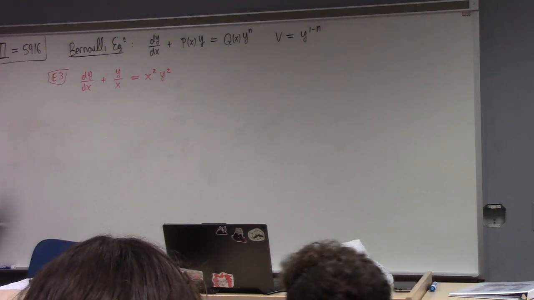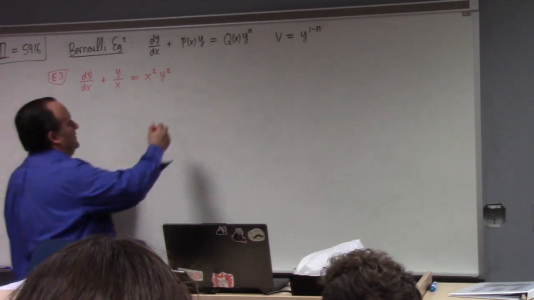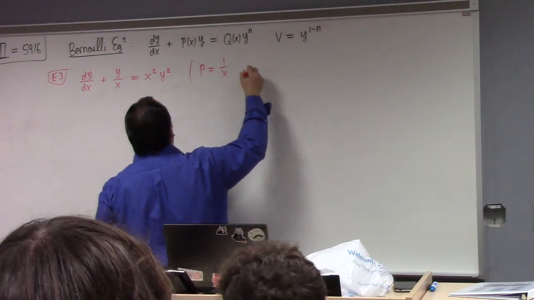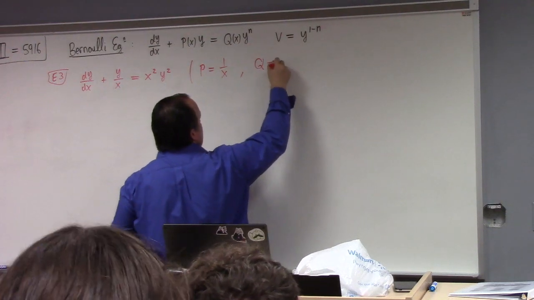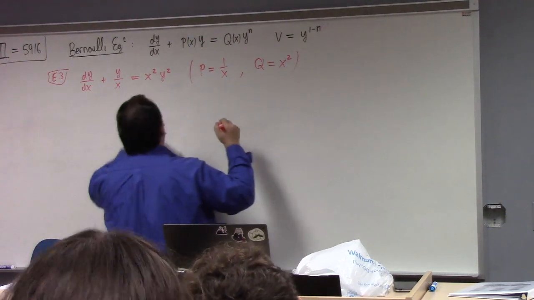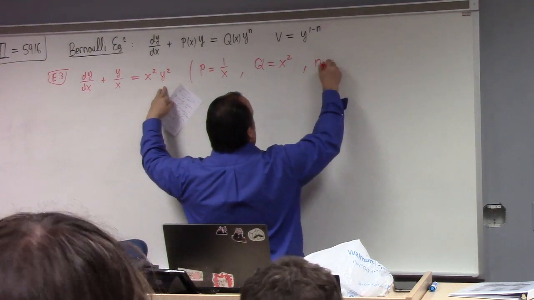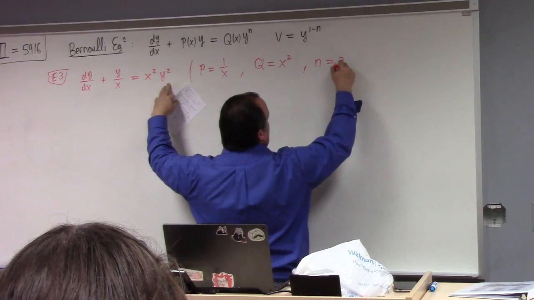so this is a Bernoulli problem, right? Identify P is 1 over x, and Q is x squared, okay? It's Bernoulli. n equals what? Apparently n equals 2. Yeah, 2. I heard it, 2.